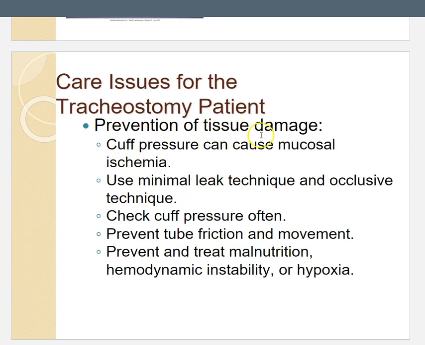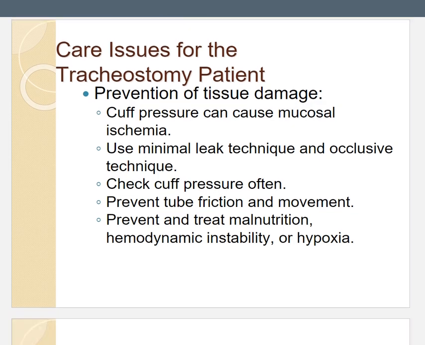These are care issues for the trach patient. Cuff pressure can cause mucosal ischemia. Use minimal leak technique and occlusive technique. Check pressure, and usually they do it once every shift. I'm not sure if it's every 8 hours or every 12, but respiratory usually does that. Make sure it fits stably, because you don't want it moving around in the trach, because you want to prevent tube friction and movement. Think about it now: your patient has no means to eat, so we don't want them getting dehydrated or malnourished. We want to provide hemodynamic stability and definitely prevent hypoxia.